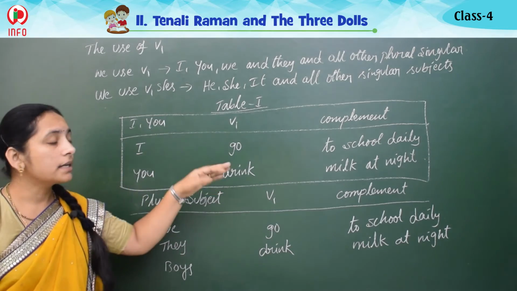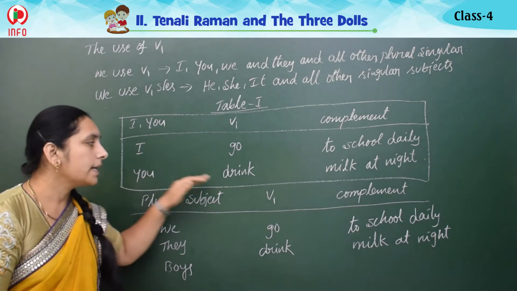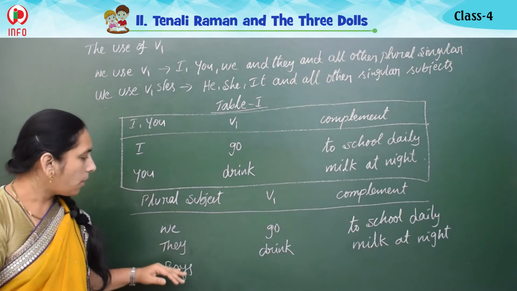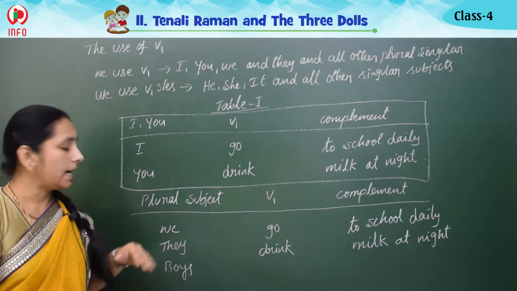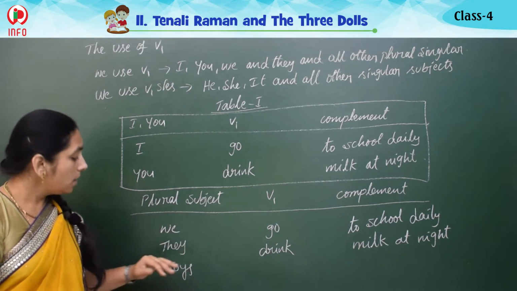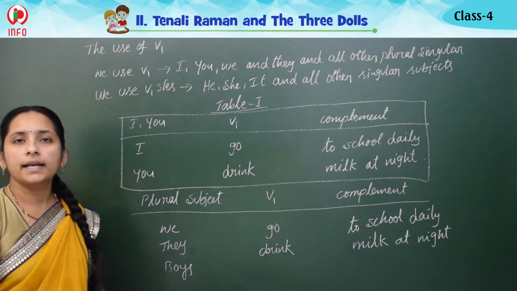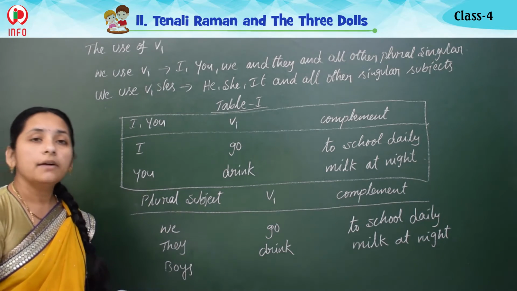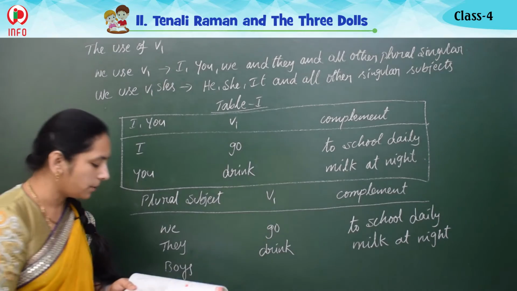Same: I drink milk at night. You drink milk at night. We drink milk at night. They drink milk at night. Boys drink milk at night. So for all of them we get the V1 form of the verb only.